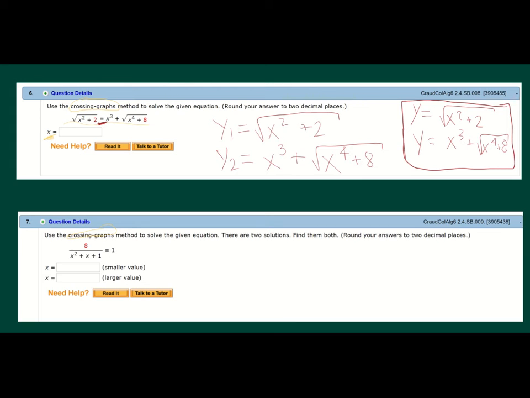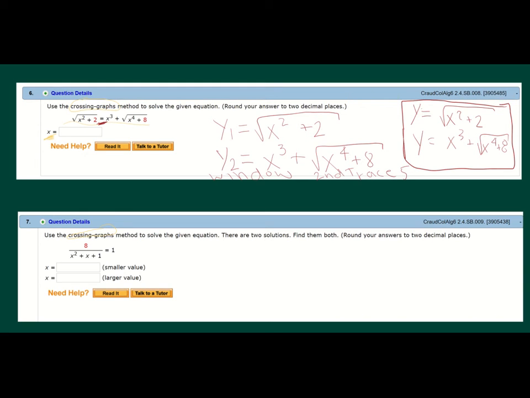It's the same method from the other problems where you have your y1, your y2, you adjust your window until you can see both functions and their intersection point. From that, you need to press second trace, which brings us to our calculation menu, and select option 5.